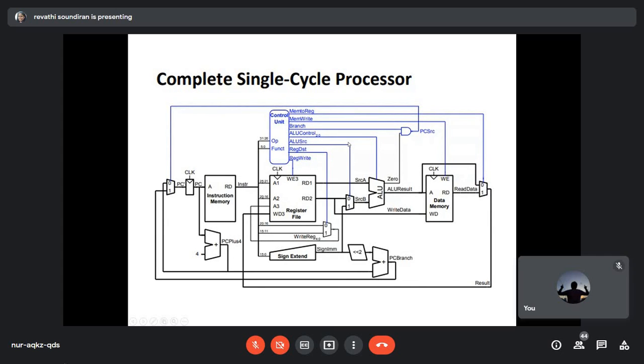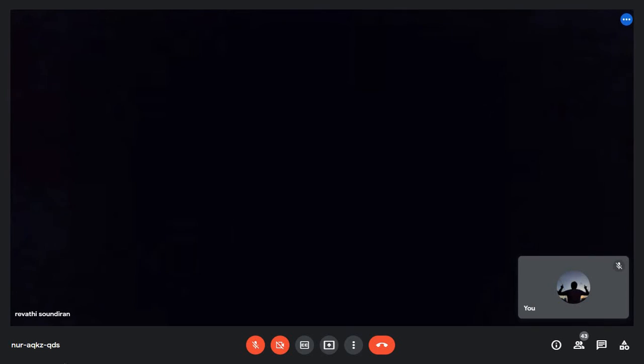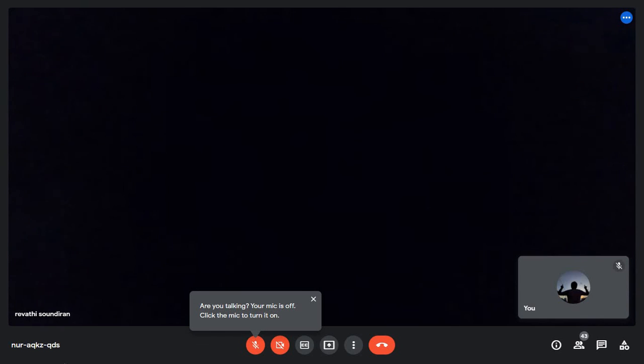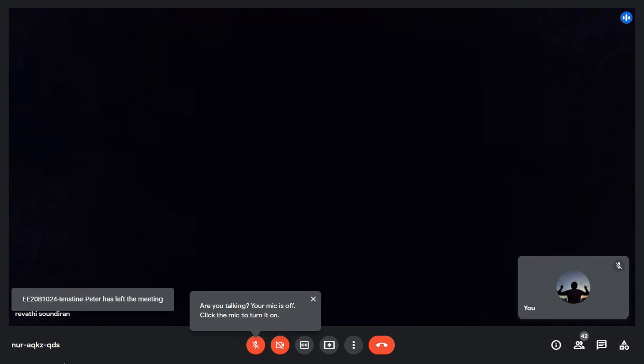So this is with respect to your single cycle processor. This is a comprehensive view of the complete cycle processor. Okay. So if no doubts, we'll continue with the multi-cycle.